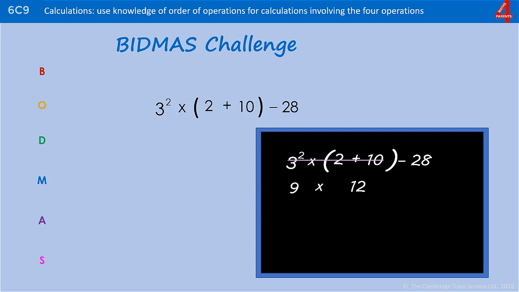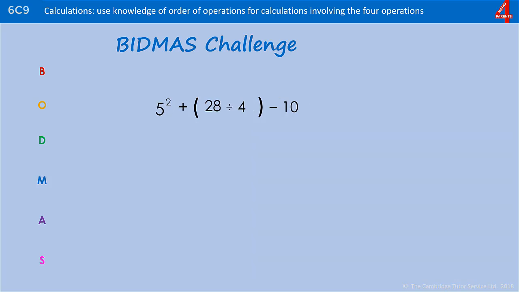9 times by 12, take away 28. So the next bit we need to do is 9 times 12. And 9 times 12 is 108. Now we take away 28, and the answer is 80. If you got on okay with that, have a go at this one. Pause the video, have a go.